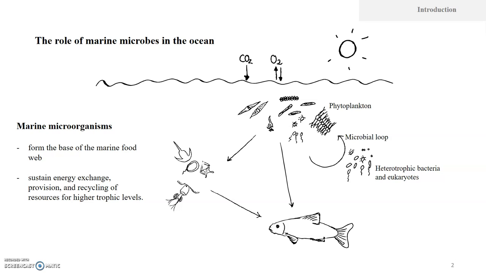They form the base of the marine food web by fixing inorganic carbon through primary production and thus make it available for other organisms. Most of the carbon is recycled in the so-called microbial loop, where bacteria and microeukaryotes access and remineralize carbon and nutrients and thus make the nutrients again available for phytoplankton.